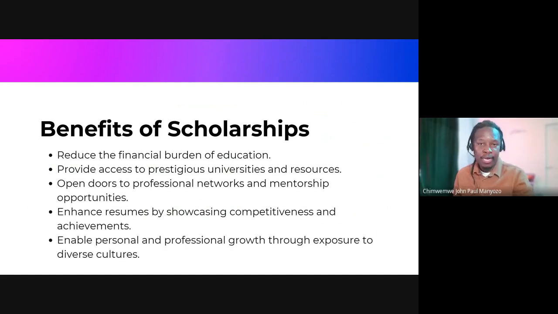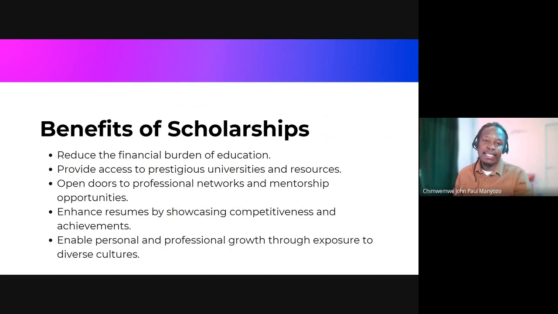So even if you can afford to pay for the education, it also becomes very useful for you to consider a scholarship because it gives you that element of mentorship and that element of professional networking.